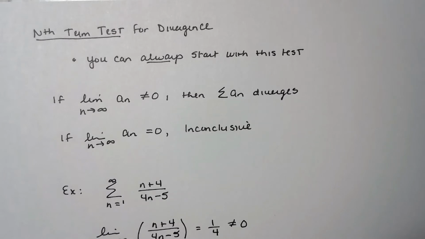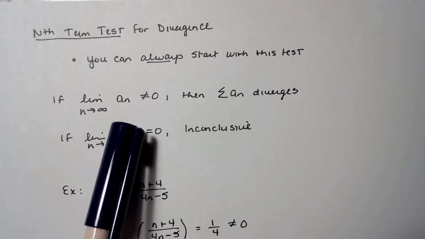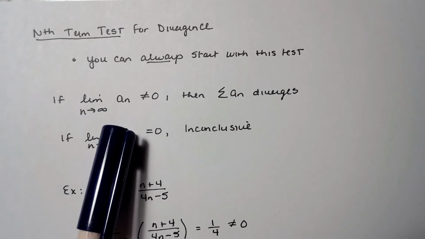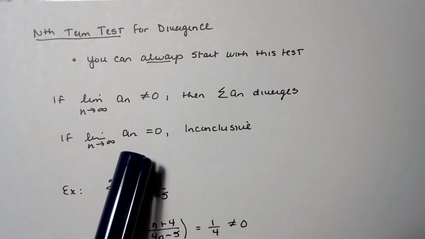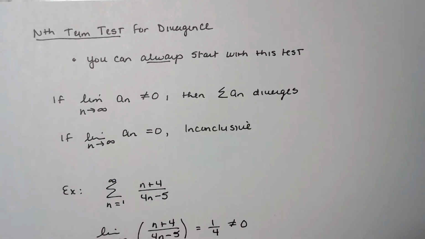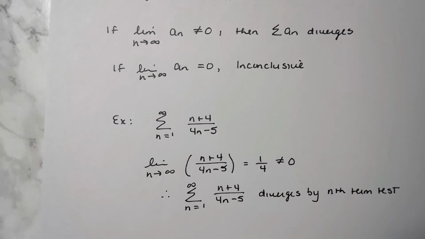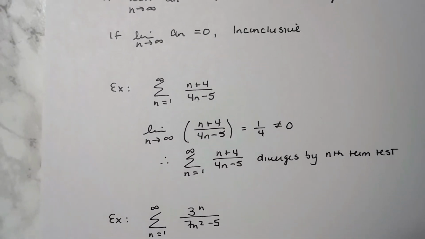Well, how do we use the nth term test? Given a series, we take the limit of what's inside the summation symbol, and if it doesn't equal 0, then the series is going to diverge. And if it does equal 0, we don't know what's going to happen. We can't make a conclusion based on the outcome because we don't know, so we might have to try another test.